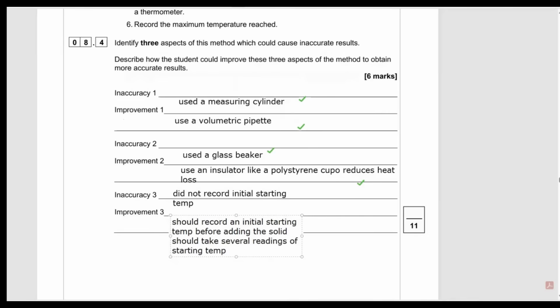But peeps, I'm just going to say they didn't record the initial starting temp, and they should have done several readings of an initial starting temp of the solution before adding the solid. And there we go, 6 marks. Boom, boom. Let's get on to question 9.